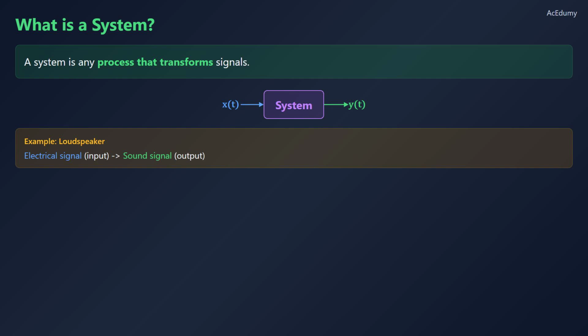A system can be viewed as any process that transforms signals. It takes an input signal and produces an output signal. The relationship between input and output is defined by the system's transformation. For example, a loudspeaker is a system. It takes an electrical signal as input and produces a sound signal as output. We will draw systems as blocks with arrows showing the signal flow direction.